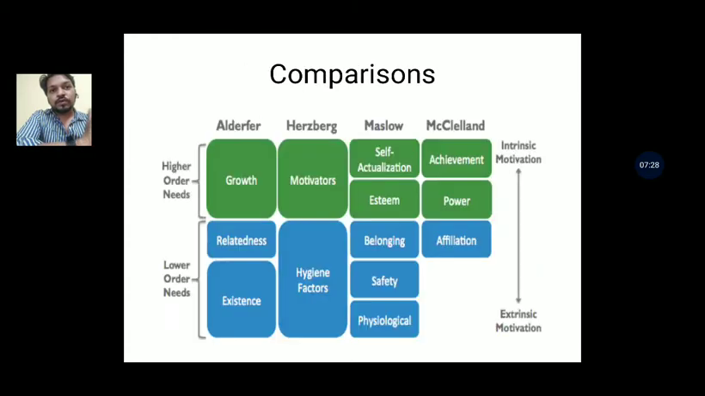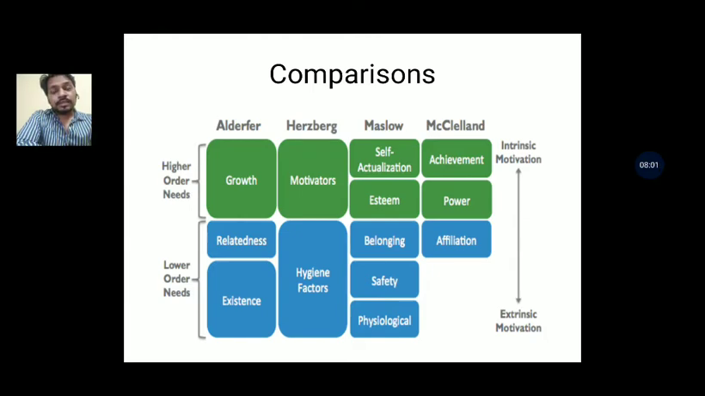Now we'll try to compare Alderfer's theory, Herzberg's theory, Maslow's theory, and McClelland's theory. If you look at Alderfer's theory, he said growth, relatedness, and existence. Existence and relatedness are lower order needs for any individual. A worker, when he enters the office, will have existence, physiological needs, safety needs, belonging needs, and relatedness needs. These are the lower order needs. Herzberg called these lower order needs hygiene factors, whereas McClelland called the same thing affiliation factors.